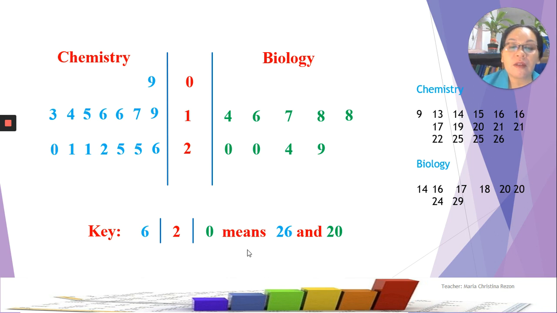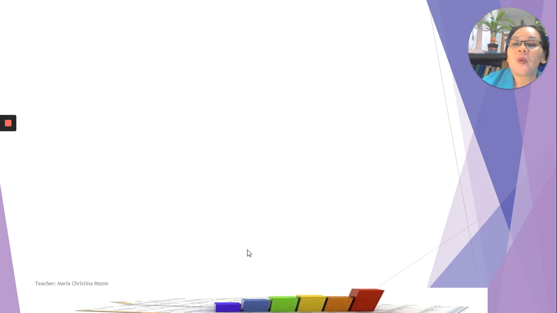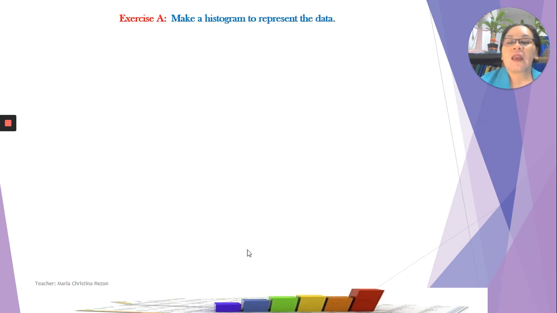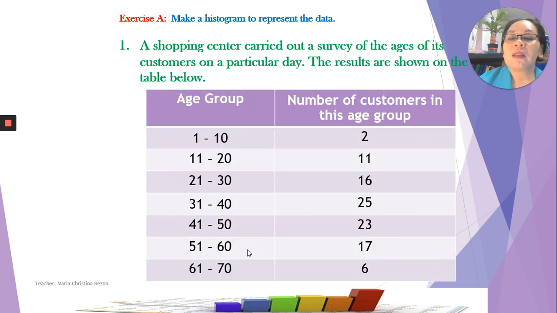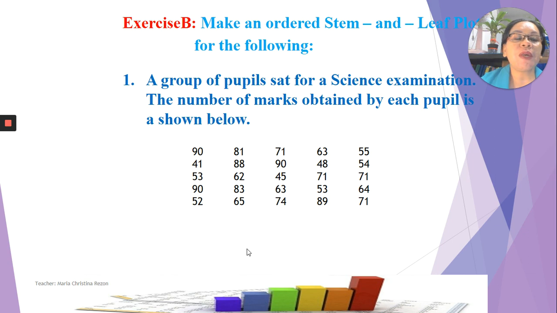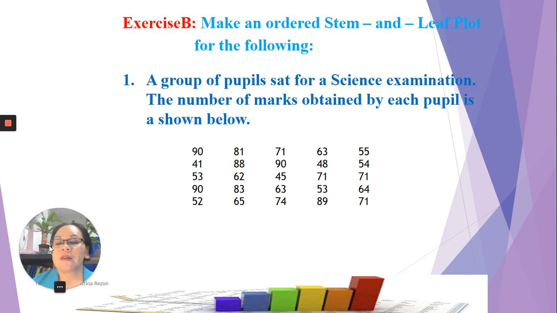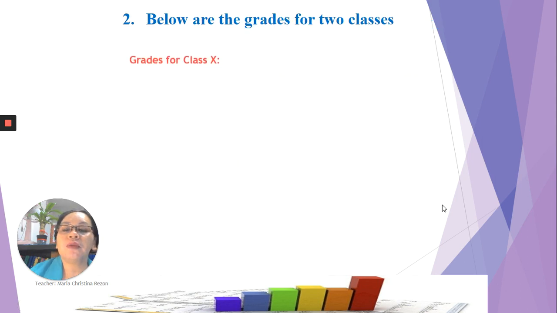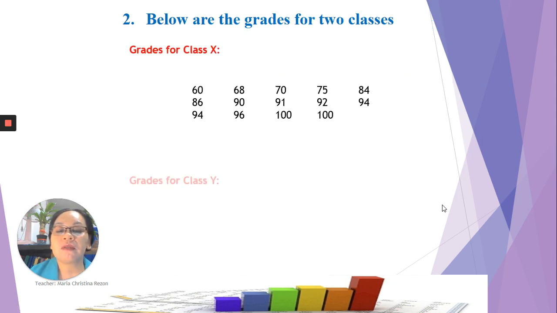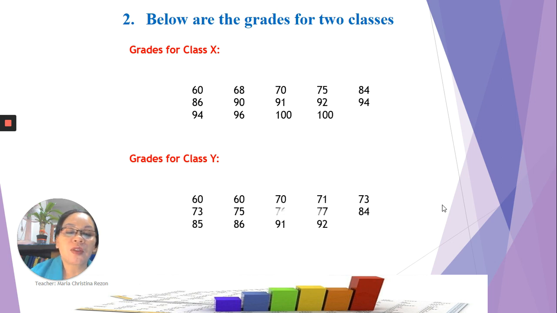So this is the end of our discussion. I want you to try to answer the exercises here. Exercise A, make a histogram to represent the data below. And then for exercise B, you have to make an ordered stem and leaf plot for the following data. Number 1, we have one set of data, and then number 2, you will be given 2 sets of data. So it's a double stem and leaf plot.